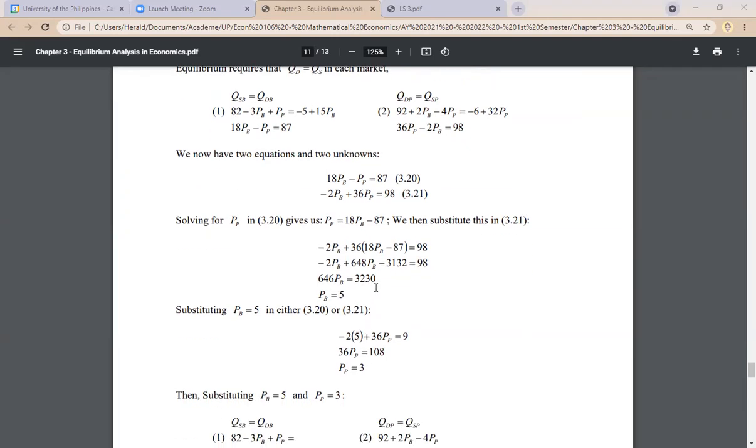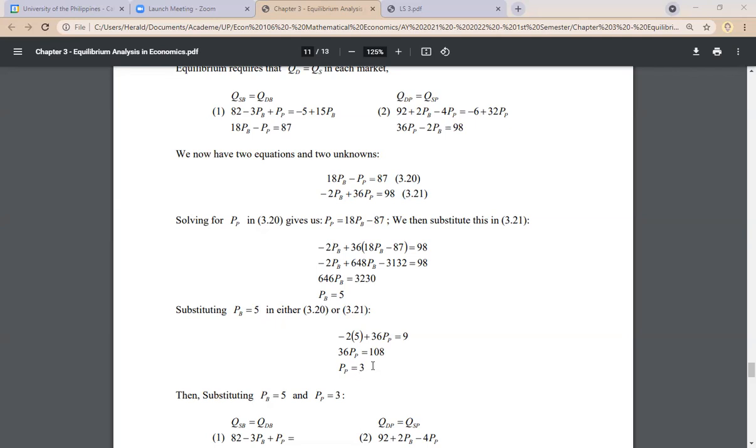What happens after is because we have the price of beef here, which is equal to 5, we can just substitute 5 into this equation to get the solution value for pork. So that means substituting 5, we will have the price of pork, which is equal to 3. So we now have the equilibrium price for beef and the equilibrium price for pork.